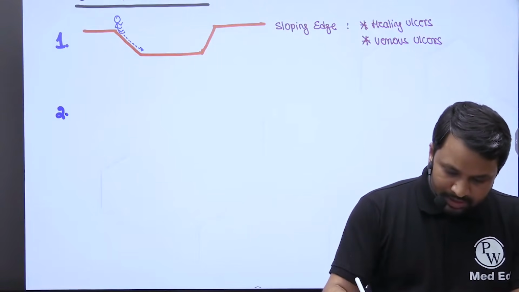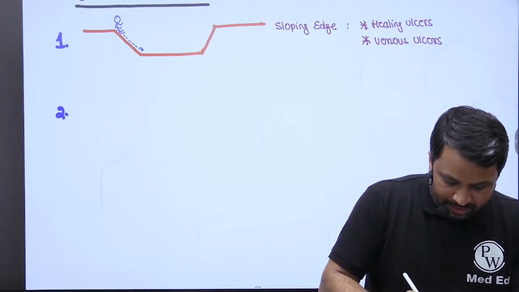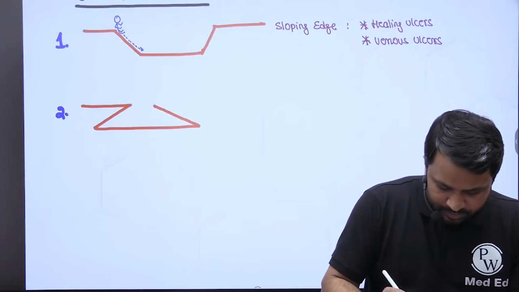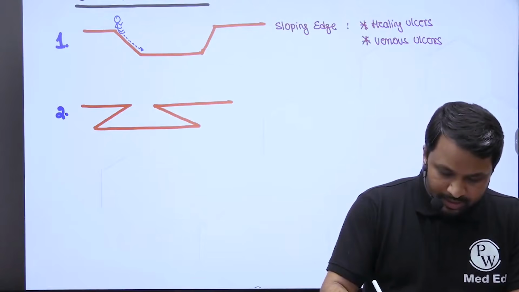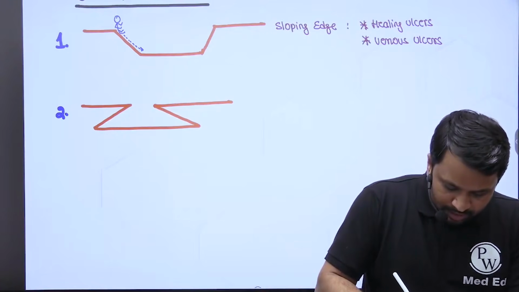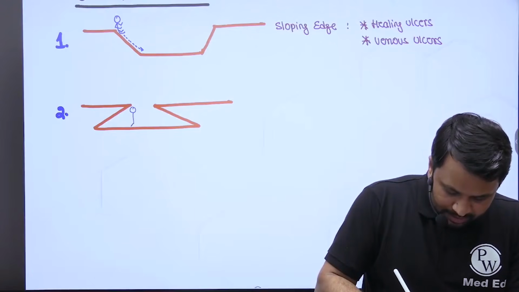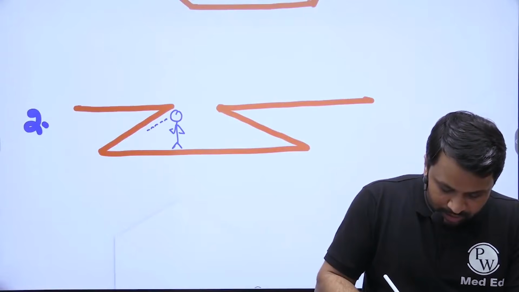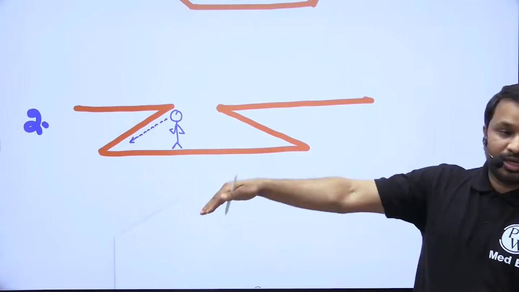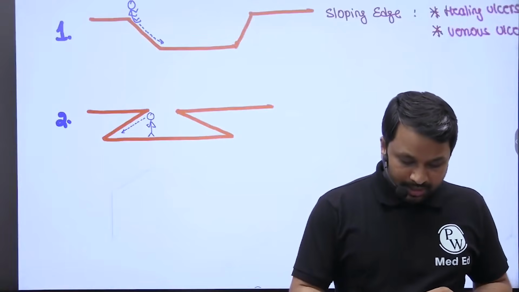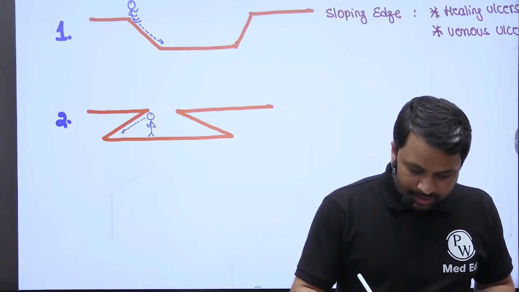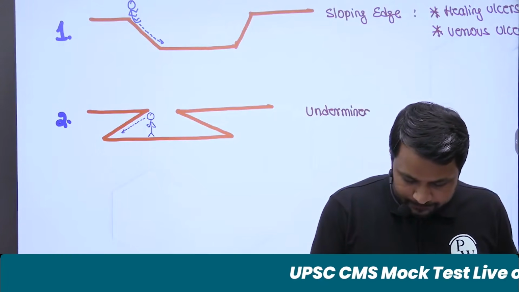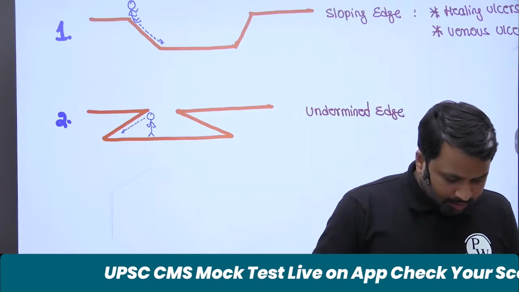The second one that you will see is an edge which is going to dig in, and that is going to be your undermined edge. Why is it called an undermined edge? If you are standing here, you can go under the ulcer. You can travel deep into the ulcer. So it is called an undermined edge, right? This is what we call an undermined edge.